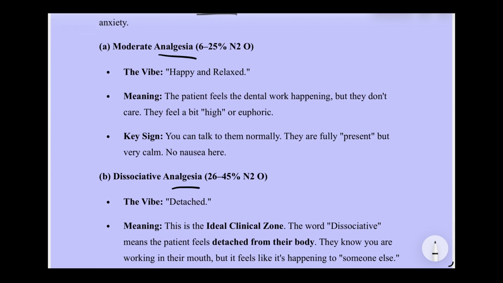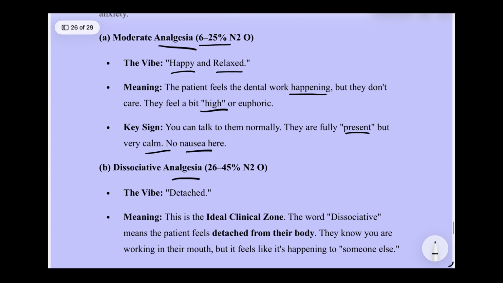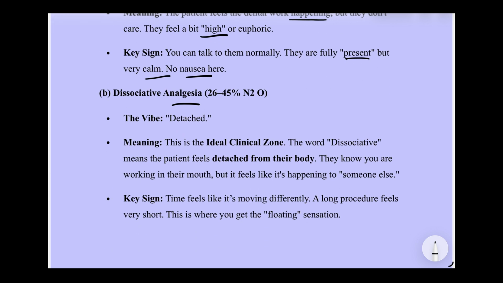In moderate, 6 to 25% nitrous oxide is given, with a happy and relaxed vibe. Patients feel the dental work happening but they don't care. They feel a bit high or euphoric. You can talk to them normally. They are fully present but very calm. No nausea here.